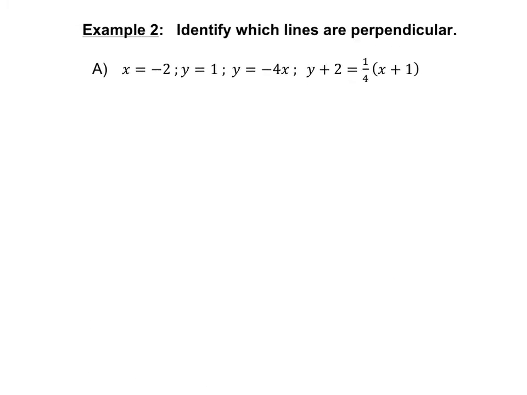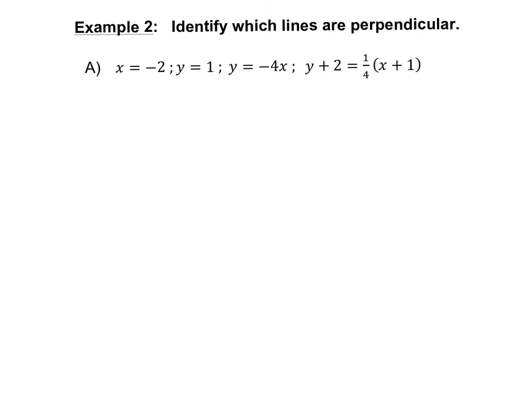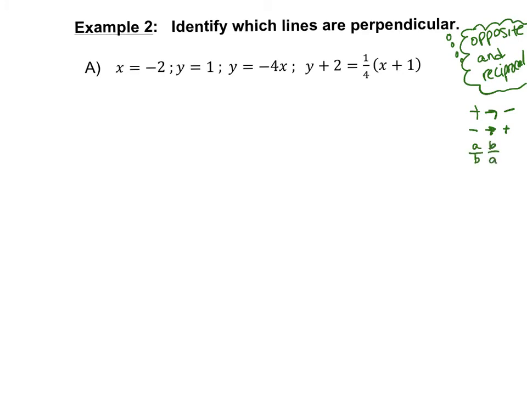Now, on the other hand, we can try to figure out if lines are perpendicular by also using the slope idea. Remember that perpendicular lines are opposite sign and reciprocal. Not one or the other, but both. So in order to be perpendicular, you have to have the opposite sign. So if you're positive, the other one must be negative. If it's negative, the other one must be positive. And reciprocal together. So it's really opposite reciprocal.